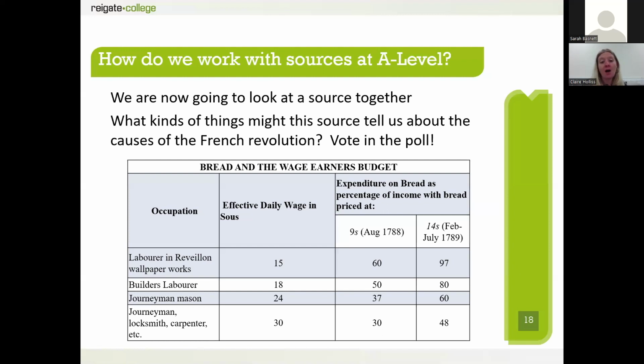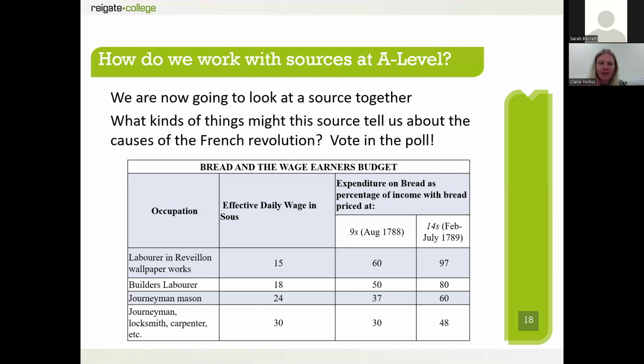So we can see here, our labourer in the Rebellion wallpaper works is being paid 15 sous per day. Our builder's labourer, 18. Our journeyman mason, 24. And our journeyman locksmith or carpenter is being paid 30. So that's how much money they're being paid every single day.